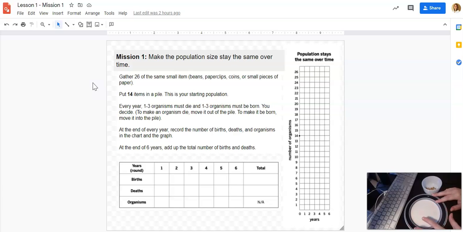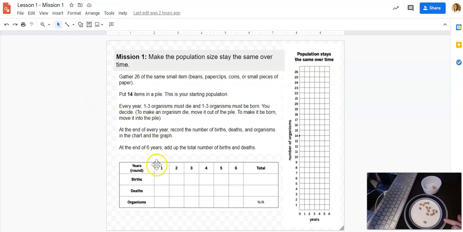So I'm using this plate right here as my population. If a bean is on here, that means that that's an organism that is alive in my population. So I need to start out with 14. There's 7. 14. Okay. So here is my 14 items. This is my starting population.